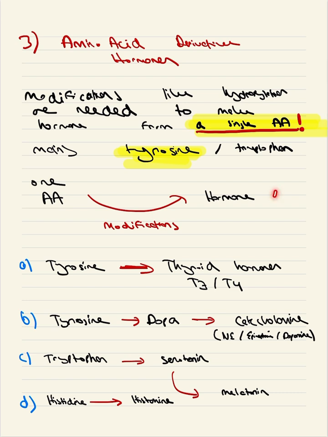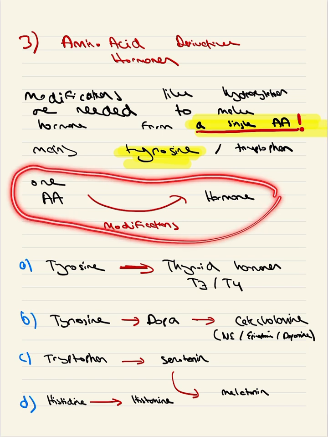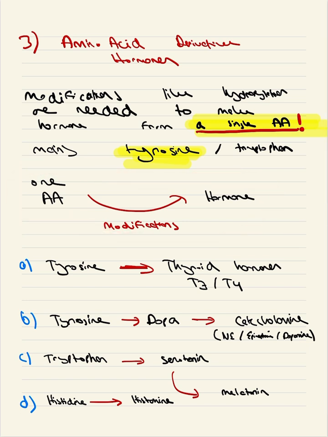So here is a very simplified schematic. What do we have? Tyrosine, thyroid, very easy. You have tyrosine, thyroid. Then from tyrosine you get dopa, and then from dopa you get catecholamines. So you get dopa, and then you make dopamine from that, but you also get norepinephrine and epinephrine. Then from tryptophan, you get serotonin, and then from serotonin, you get melatonin.